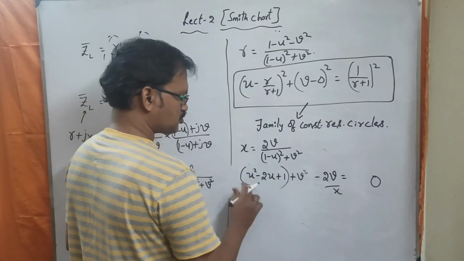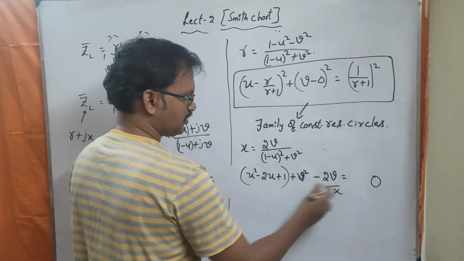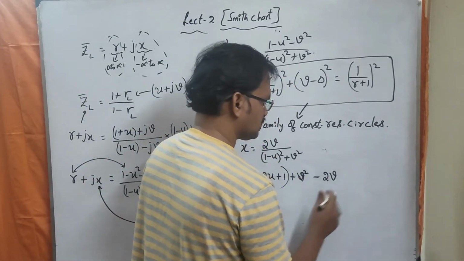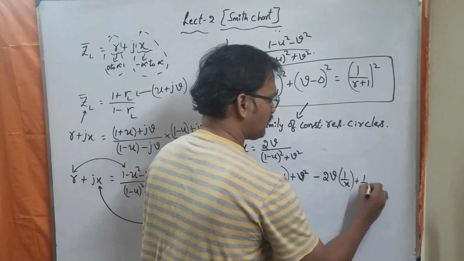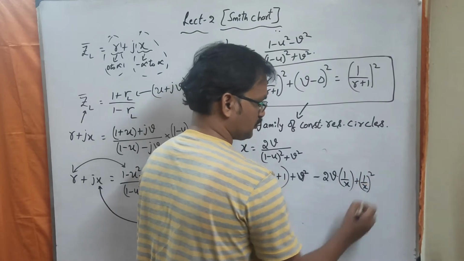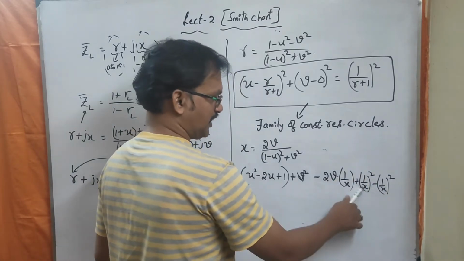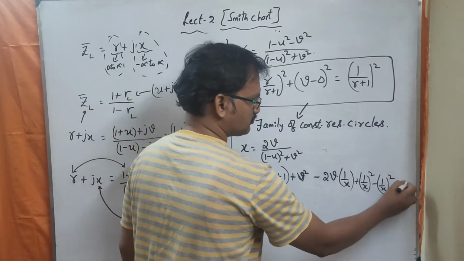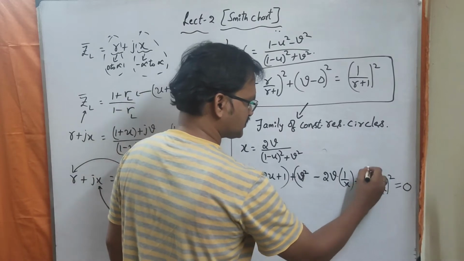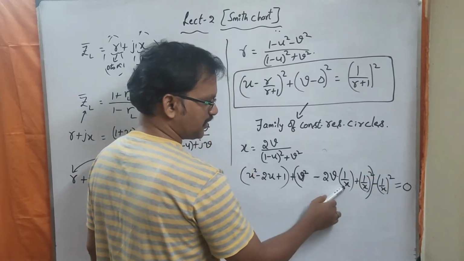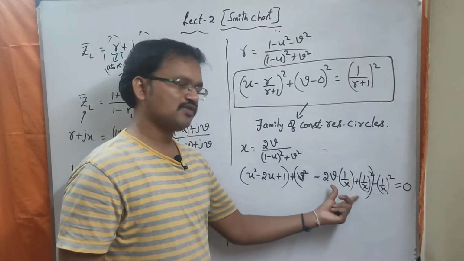Now this u square minus 2u plus 1 plus v square minus 2v by x, that means 2v into 1 by x. Here I am adding (1 by x) whole square and subtracting (1 by x) whole square, so it doesn't make any difference. Now this expression, v square minus 2v into 1 by x plus (1 by x) whole square, we can write as (v minus 1 by x) whole square.